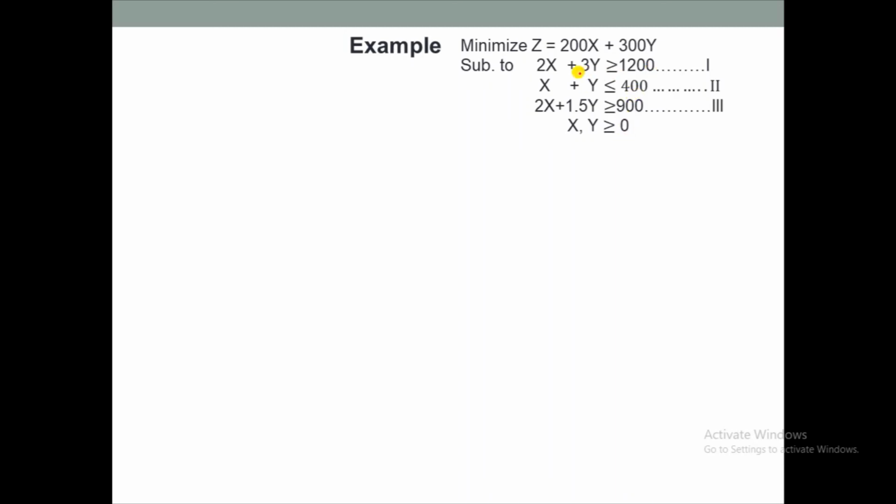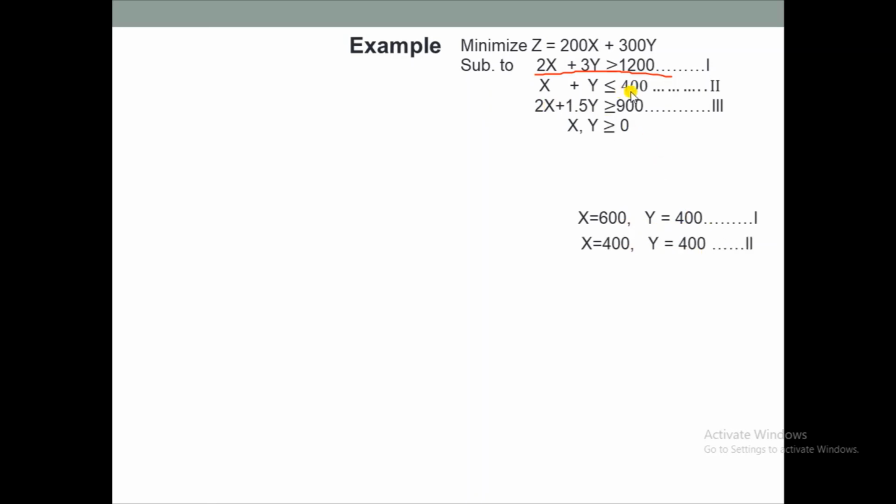So simple, let's convert 2x plus 3y greater than or equal to 1200 into an equation. So it will be 2x plus 3y equal to 1200. Then we put x equal to 0 and calculate y, then put y equal to 0 and calculate x. So we will get x equal to 600, y equal to 400, because when x is 0, 1200 by 3 will be 400, so y will be 400. When y is 0, x will be 1200 by 2, that is 600. So the first coordinates are 600 and 400.